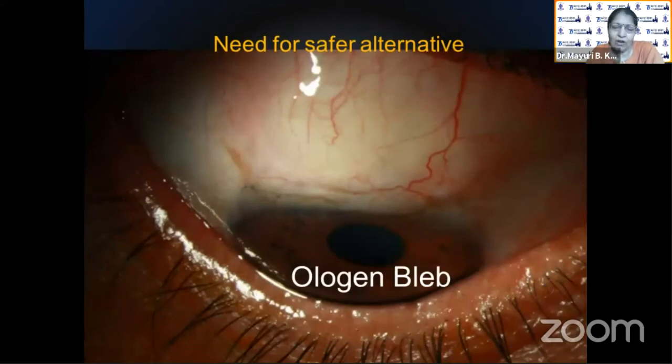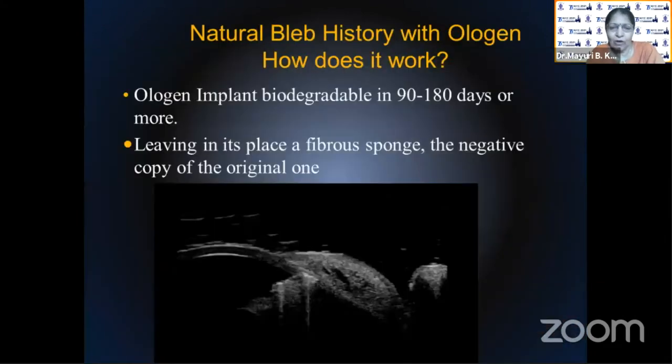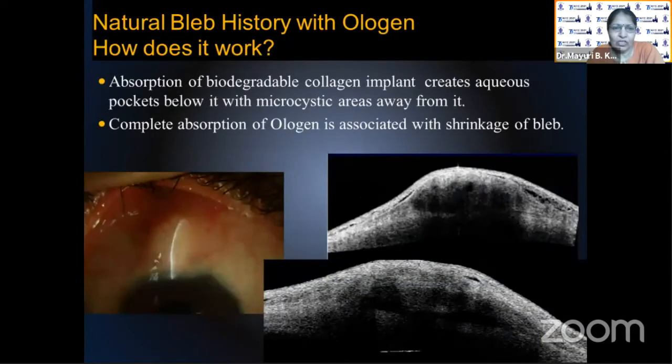So nowadays, a lot of people are, and I am also, using Ologen bleb. So what happens to that Ologen bleb? To study that natural bleb history, we also did a study. The Ologen implant usually biodegrades in 90 to 180 days or more, leaving in its space a fibrous sponge, the negative copy of the original one.